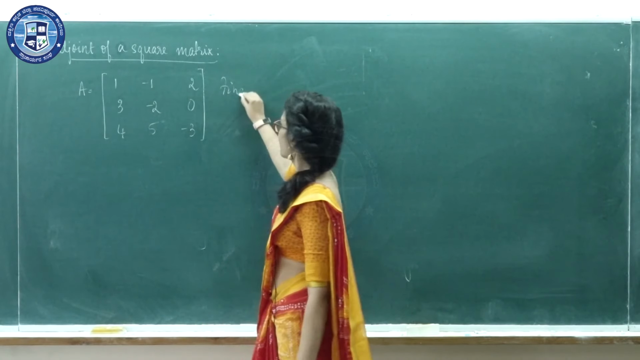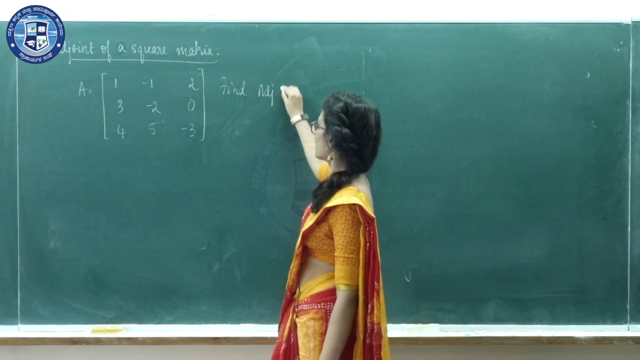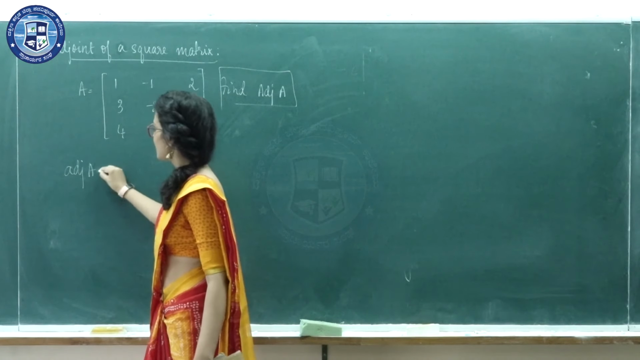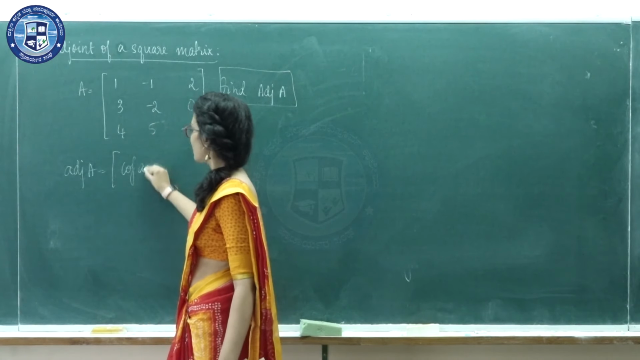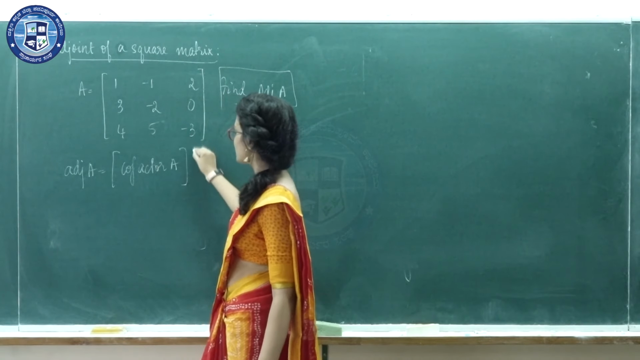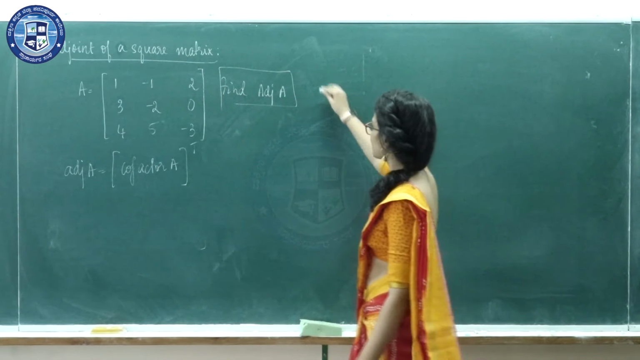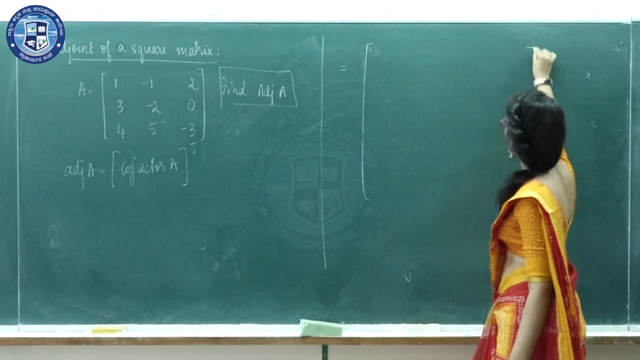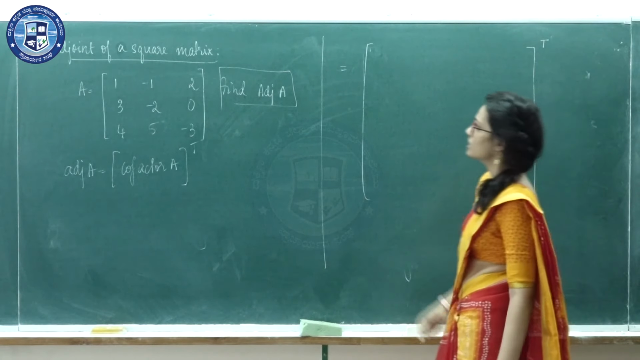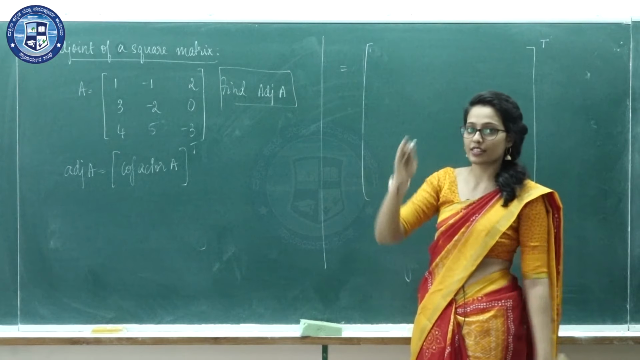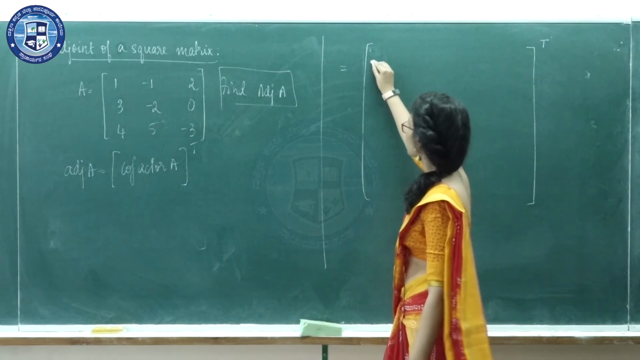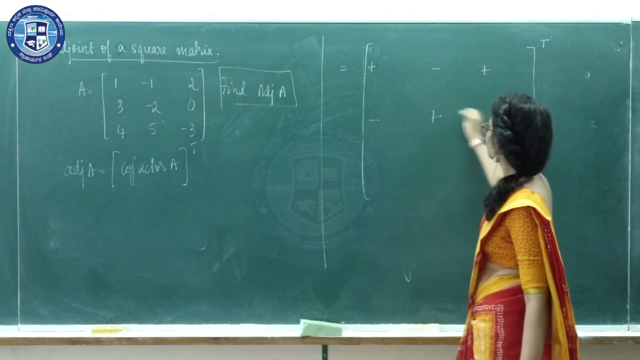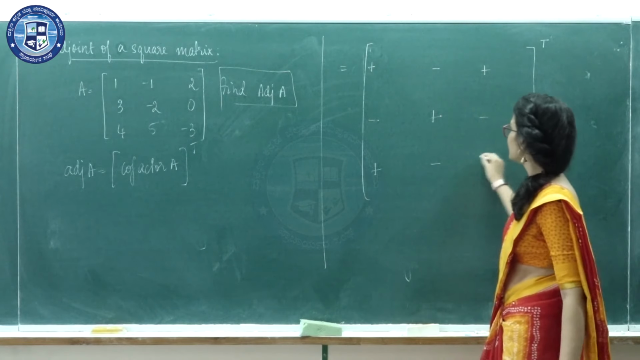So find the adjoint of A is the question. Now the adjoint of A is nothing but the transpose of the cofactor matrix. So first I'll write this. Now let's find the cofactor matrix. So that is equal to the cofactor matrix transpose. So first I will write the signs, and you know that the signs are alternating, correct? So we have plus, minus, plus, minus, plus, minus, plus, minus, plus.